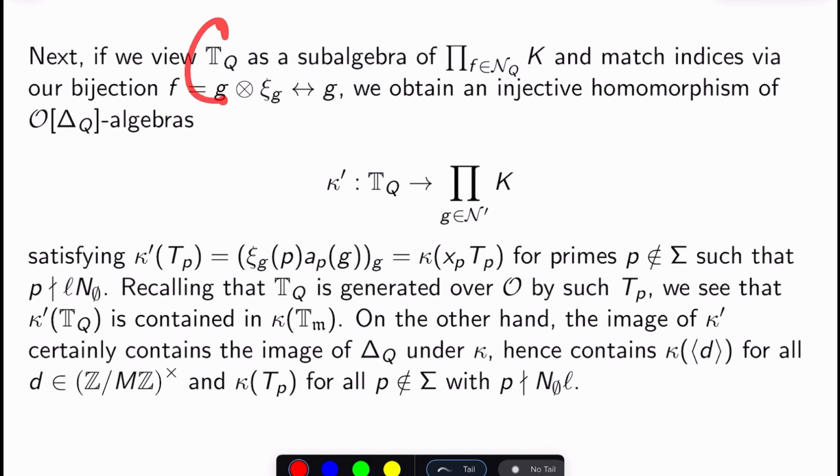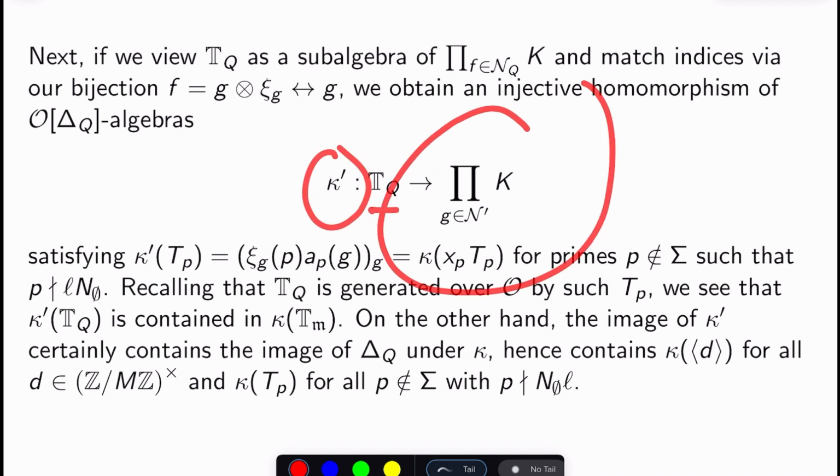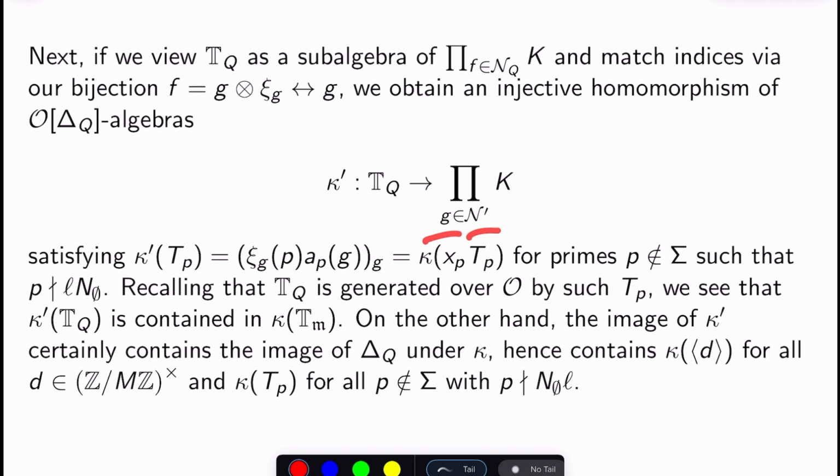So if you view T sub Q as a subalgebra of this product via that bijection, you get an injective homomorphism of O[Δ_Q]-algebras, which we'll call kappa prime, from T sub Q to the product over G in fancy N prime of K. And this injective homomorphism satisfies kappa prime of T sub P is C sub G of P times A sub P of G sub G, which is kappa of X_P T_P for primes P not in Σ such that P doesn't divide L times N sub empty set.